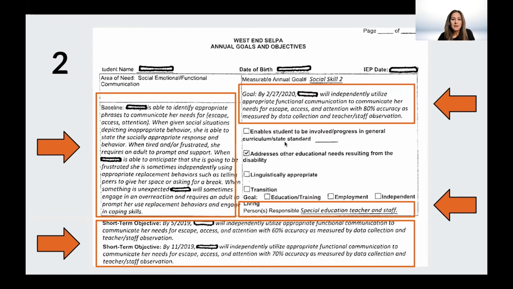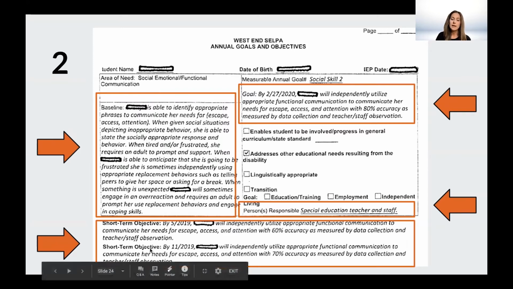Here we have another example for the social, emotional, functional communication piece. The goal is by set date, student will independently utilize appropriate functional communication to communicate her needs for escape, access and attention with 80% accuracy as measured by data collection and teacher staff observation. And again, there is a space for people that are responsible, the short-term objective, and again, the baseline of what she's doing right now before intervention.